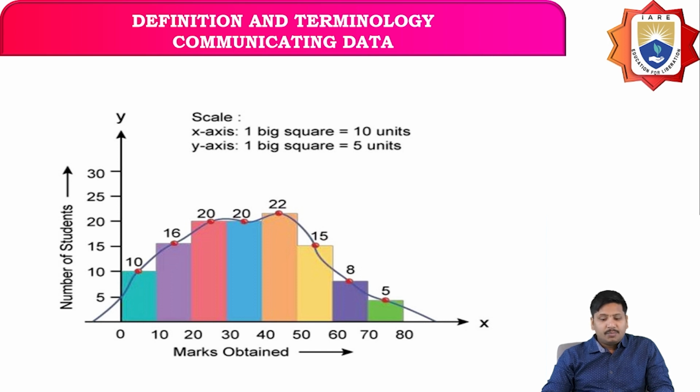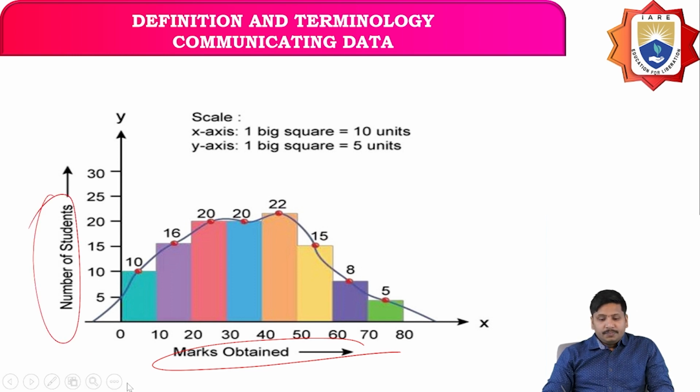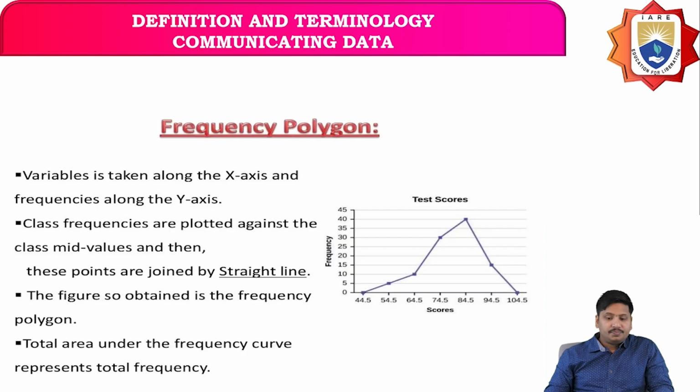See this example. The marks obtained are going to be taken on the x-axis and the number of students on the y-axis. After constructing the histogram, we have to join all the midpoints of all these histogram bars. The curve that we are able to obtain should be the frequency curve.